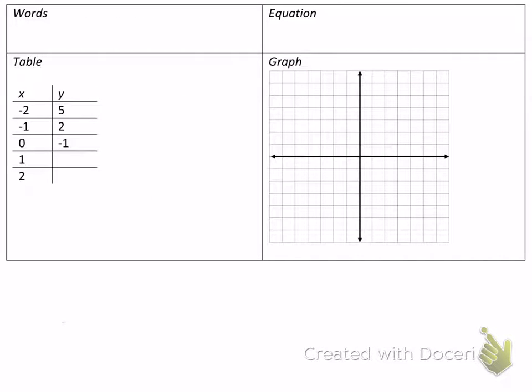Okay, so based off of this table, we then need to figure out the words and then figure out the equation and then graph it. Looking at the table, the first thing I notice is that the difference between 5 and 2 is -3. 2 and -1 is -3. So continuing this trend, continuing the table, I have -4 and -7. So I could graph that right now.